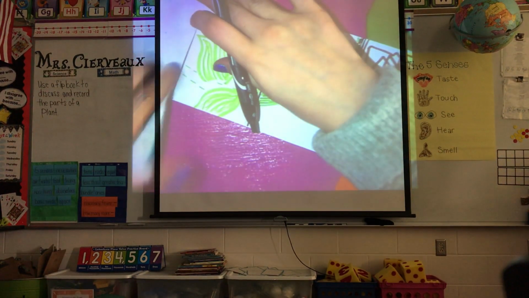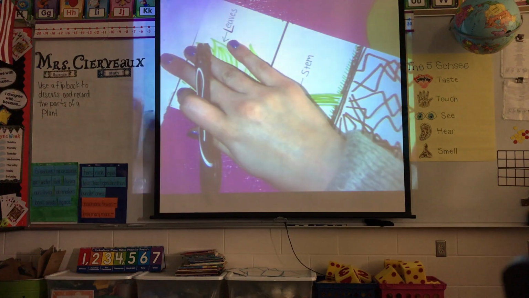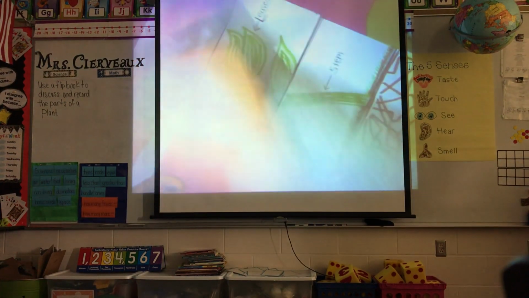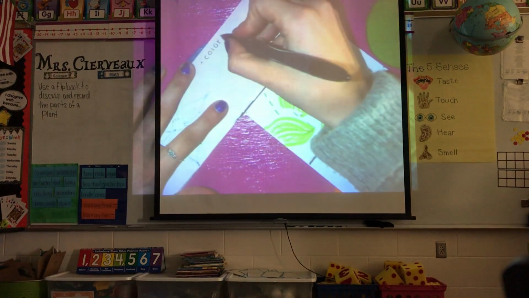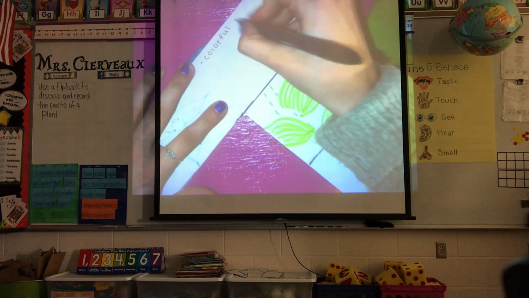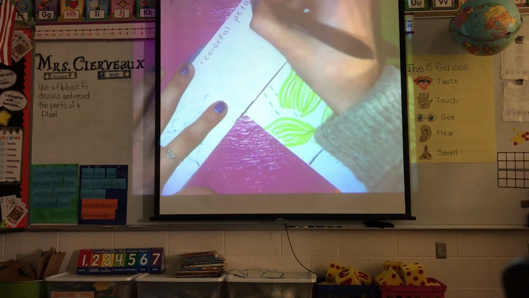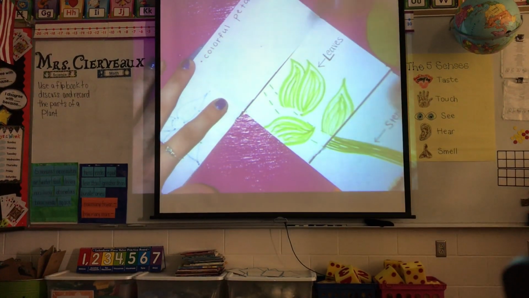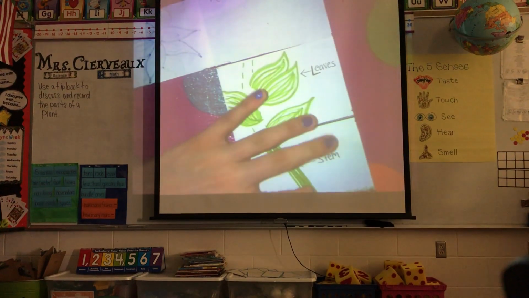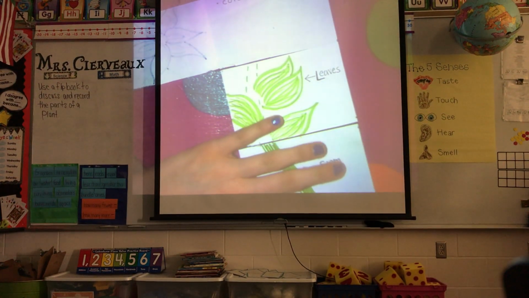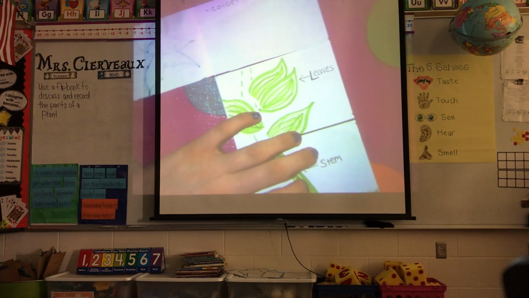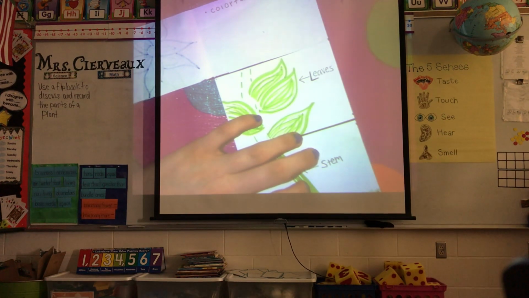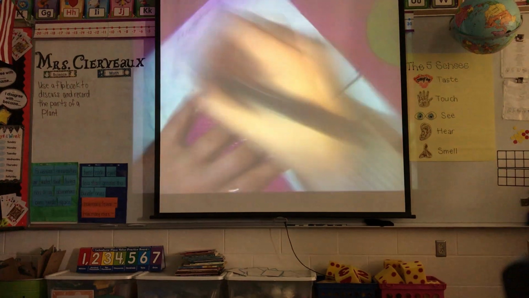Any ideas? Yes. Colorful petals. Colorful petals. Nice. Let's write that up here. Does anybody have anything to add? Yes. Sunflower yellow. You can be yellow. You're right. You can put yellow on yours. What else? What do you think? There can be seeds in the middle. You're right.